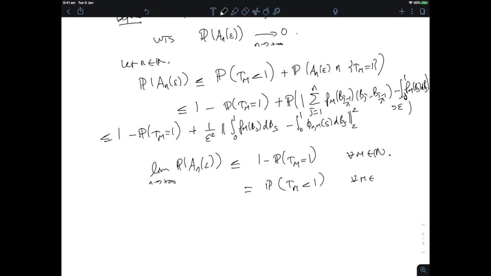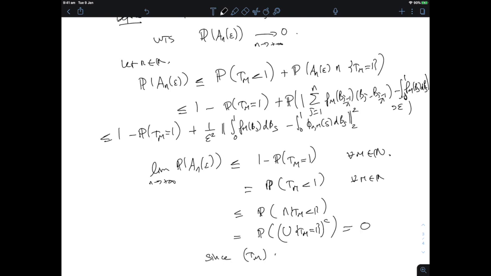And if this is true for all m, then I could take the infimum of that, and so I would get that this is smaller than the probability of the intersection of the sets where tau m is not 1. Right, and that is the probability of the complement of the union of the sets where tau m is 1. And that set has probability 1, so its complement has probability 0, since tau m is localizing for the process s goes to f of bs. And that concludes the proof.